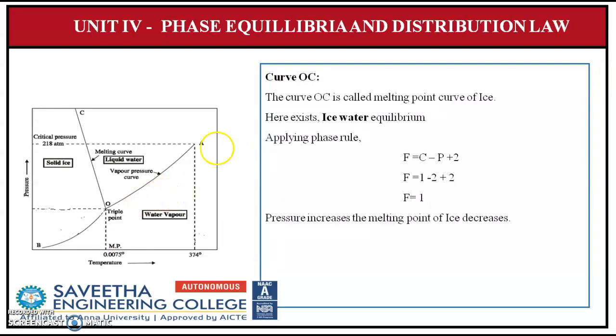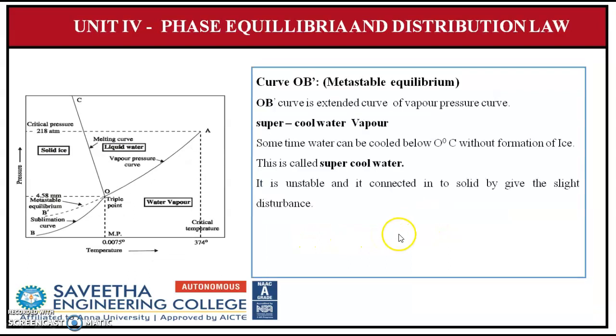The next is curve OC. This is called the melting curve of ice. Melting is the process of conversion of solid to liquid. So here the equilibrium exists between solid ice and liquid water. By applying the phase rule, F is equal to C minus P plus 2, F is equal to 1. So it is also univariant. When you increase the pressure, the melting point of ice decreases.